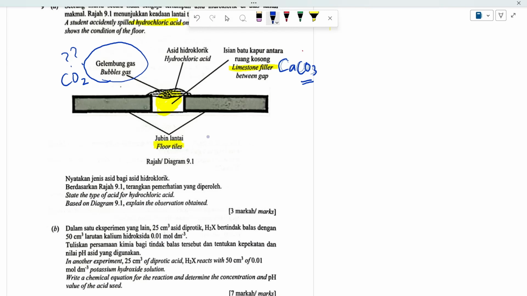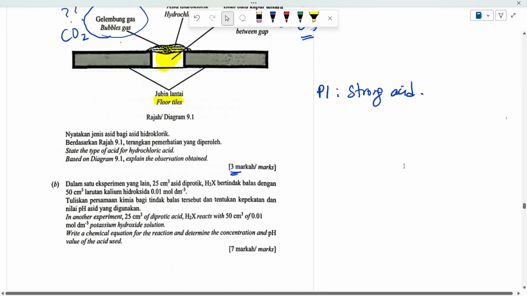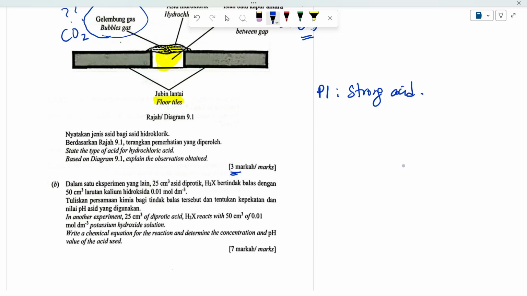State the type of acid for the hydrochloric acid. So it is 3 marks here, right? What type of acid is hydrochloric acid? It's a strong acid. So 0.1, you can write it's a strong acid. Or you can also mention it is a monoprotic acid. Strong monoprotic acid is better. This is the best.